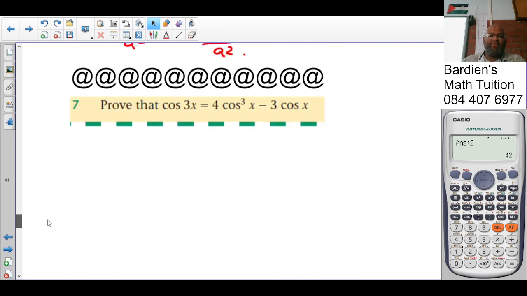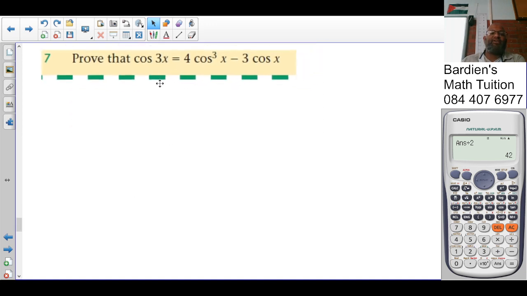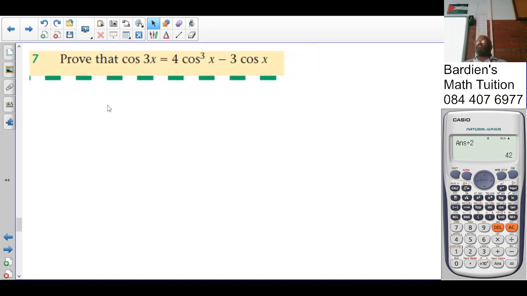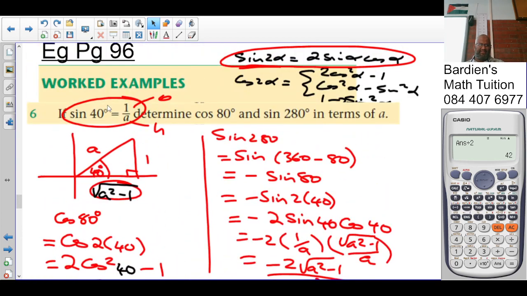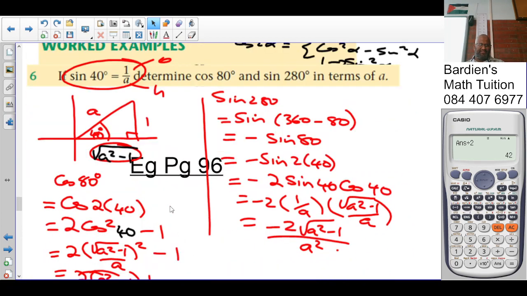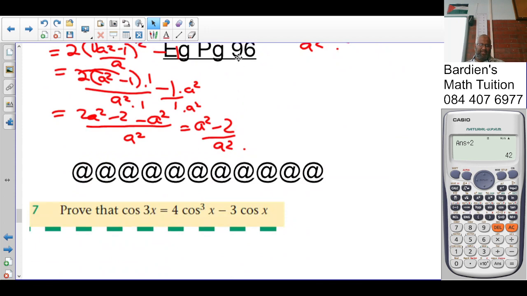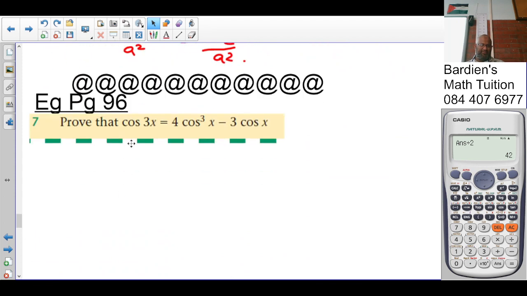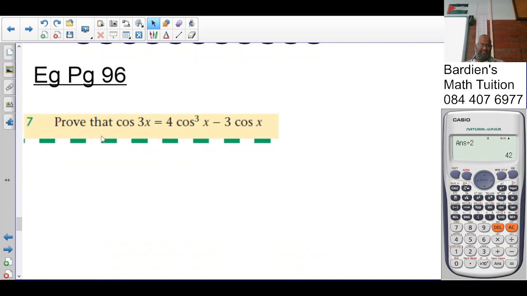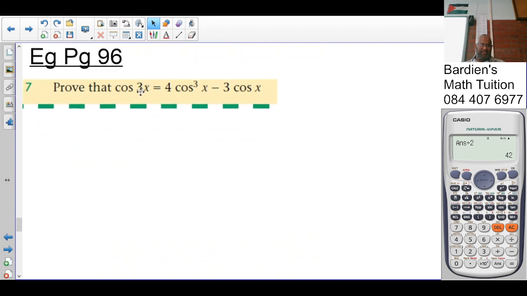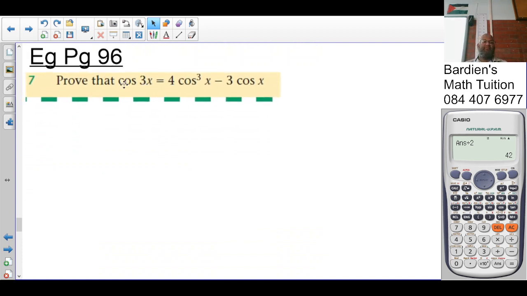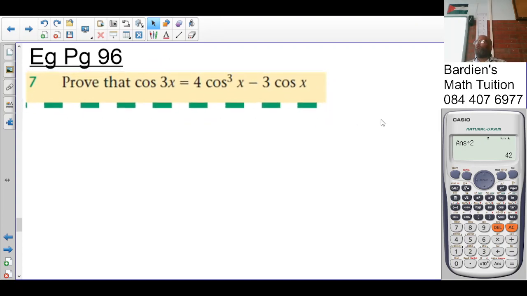There was one example in exercise 3 that we needed to do, which was number 7, correct? And this is the one you're talking about, no? Nice. And which page is this on? Page 96. Example 7.